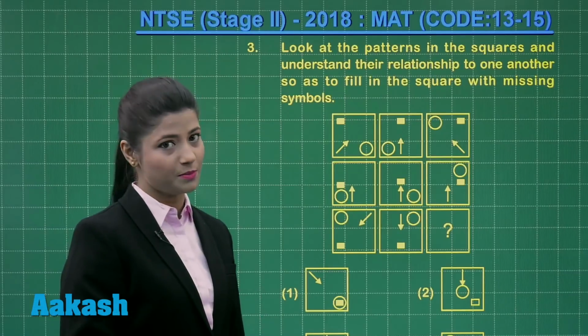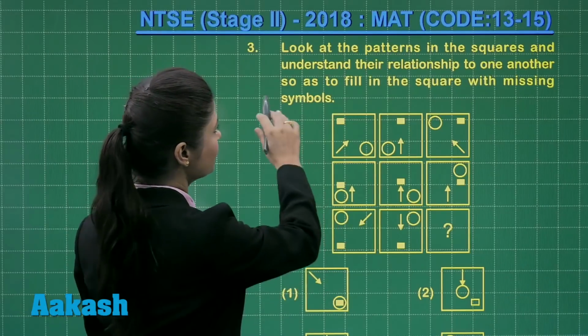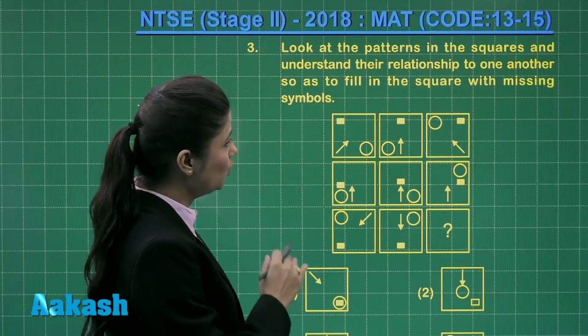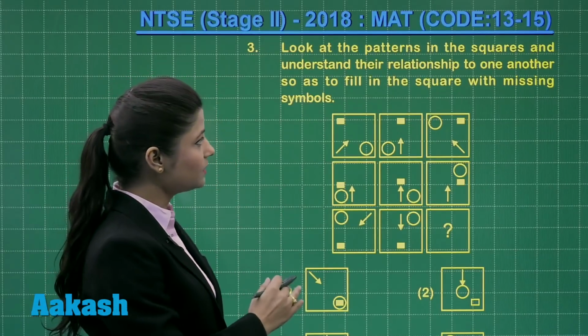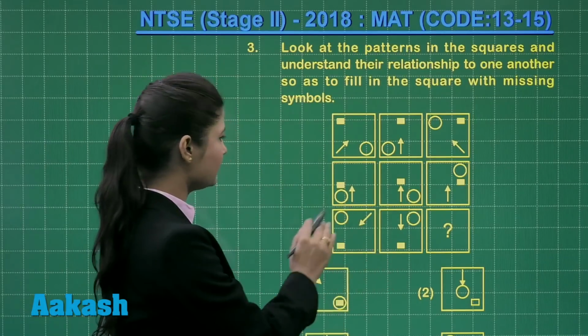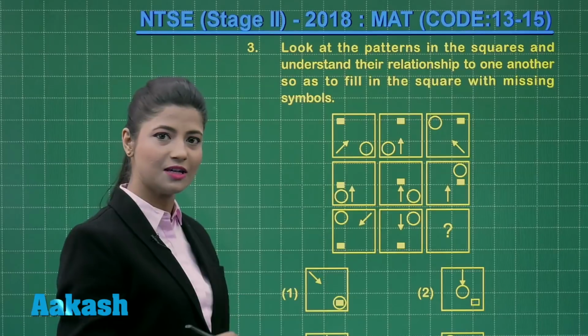Now let's see question number 3. This is a question related to the missing figure. Here it states, look at the pattern in the squares and understand their relationship to one another so as to fill the square with missing symbols. So you have here 9 boxes. Out of these you need to decode the correct pattern to obtain the missing figure.